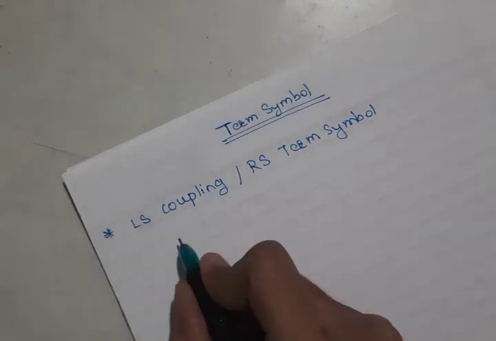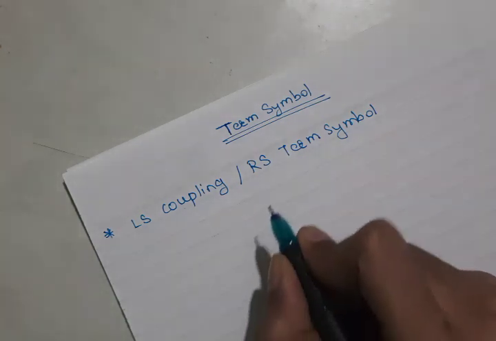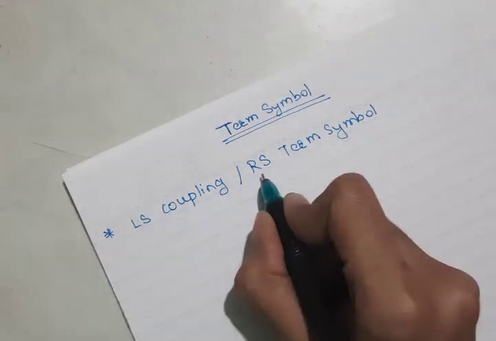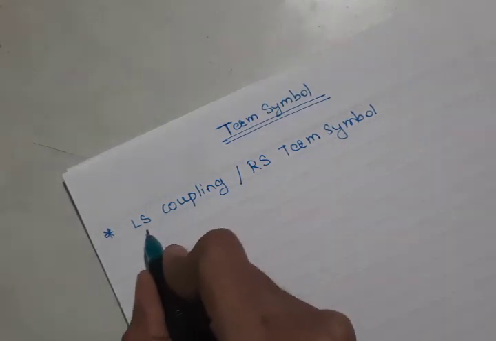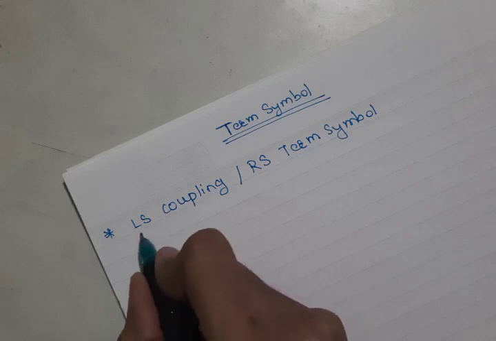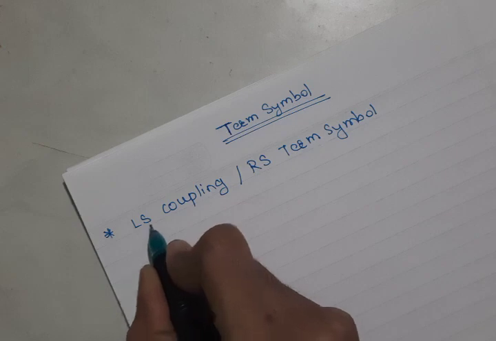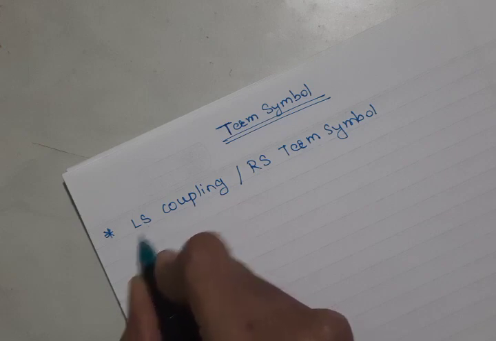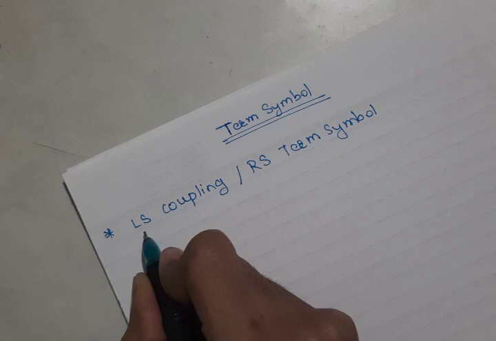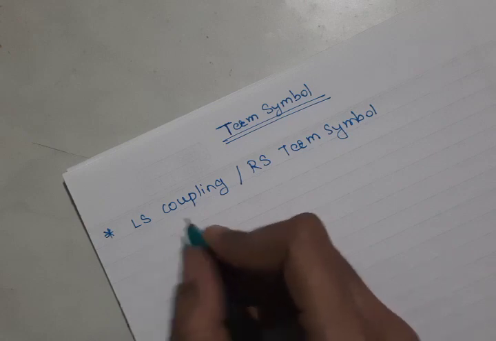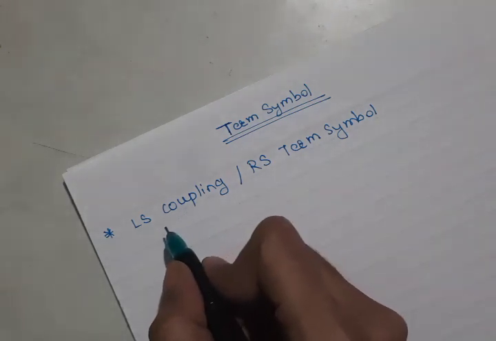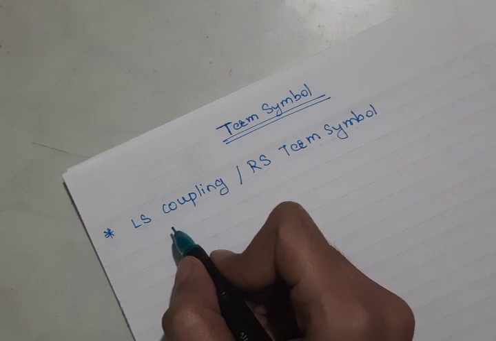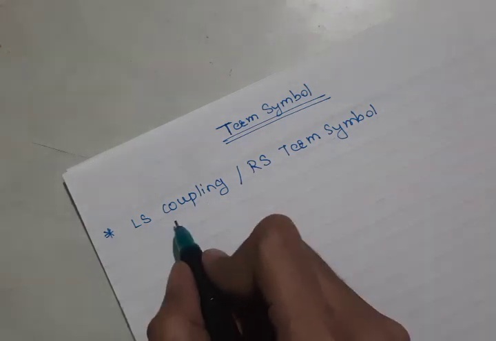Term symbol, LS coupling or RS term symbol. What is meant by LS coupling and what is meant by RS term symbol? Both are the same. We have studied the quantum numbers. L stands for the angular momentum quantum number and S stands for the spin quantum number. The coupling of the orbital angular momentum with the spin of the electron is called LS coupling, and this LS coupling is small for transition elements and it is significant for F block elements.